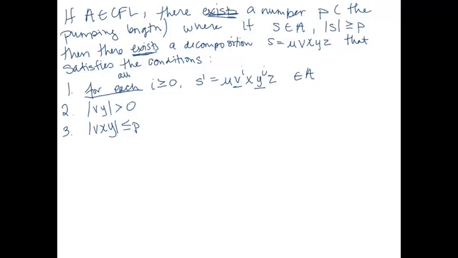So how do we use this? This is what happens when a language is context-free. We get all of this to hold. So what we can do is assume that a language is context-free for the purpose of obtaining a contradiction. Then we just take P as its pumping length. We don't necessarily know what it is, so usually we just use P. And then all we have to do is show that for every decomposition, there is some i where the string is not in the language. So that's the strategy.